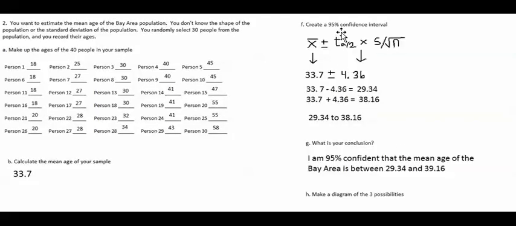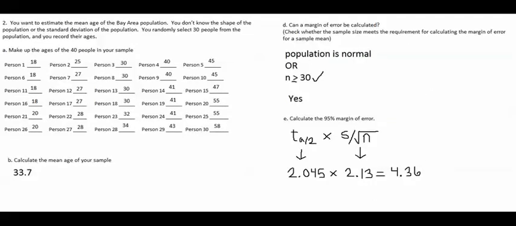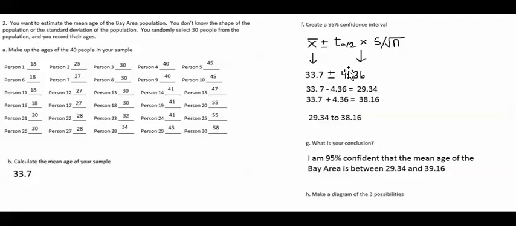The next part says to create a 95% confidence interval. To do this, you do the same steps we did in the first problem. You take the sample mean, which we found at the beginning of the problem, and you add and subtract the 95% margin of error. The 95% margin of error was 4.36. So we're going to take the sample mean and add and subtract 4.36. These are the two answers. So our confidence interval goes from this number to this number. And our conclusion is, once again, I'm 95% confident that the mean age of the varia is between the two endpoints of the confidence interval. That finishes this question.